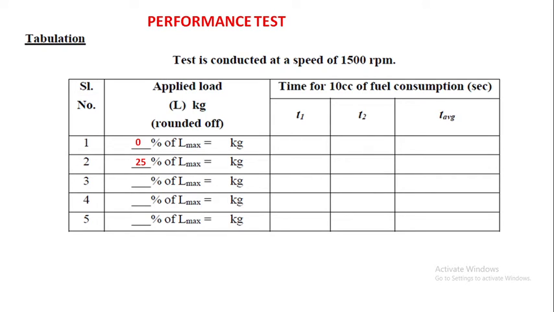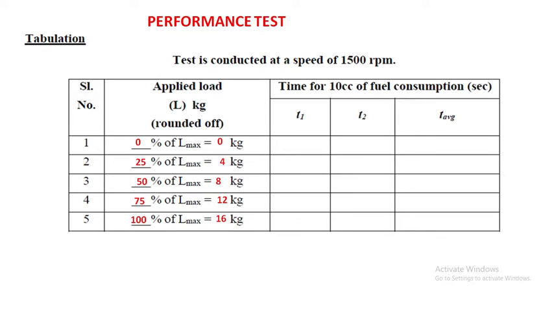Then 25 percent of 16 kg is 4. Then 50 percent of the maximum load 16 kg is 8. Likewise, we can do the calculation for 75%, it is 12, and 100%, it is 16. And now we have to run the engine.